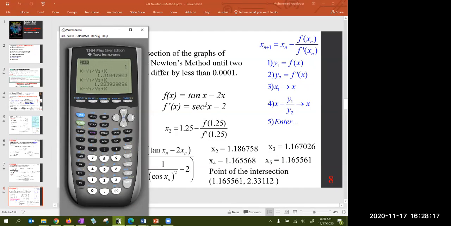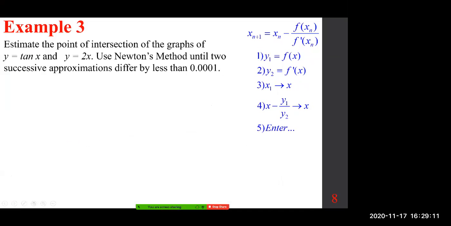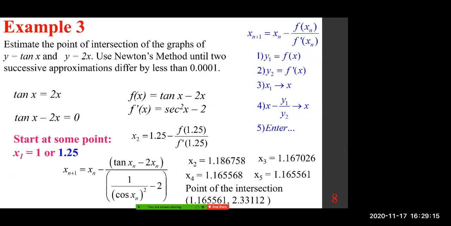Okay, so I started with 1 stored in x, and it gives you 1. Then x minus y1 over y sub 2 stored in x, and press enter. And as you come down, so from 1, we get to 1.3104783. Enter. You don't have to do anything. Just enter. 1.223929096 and keep on going. Okay, keep on going with the numbers. Okay, I hope everybody can see what happened here. So you can use a graphing calculator to come up with the answer fairly fast.